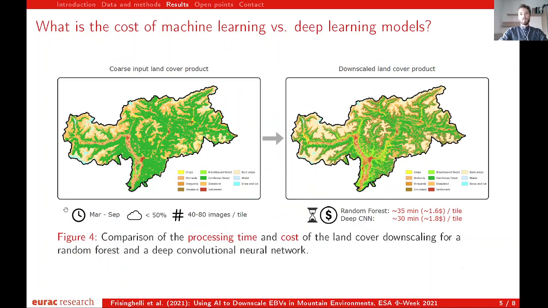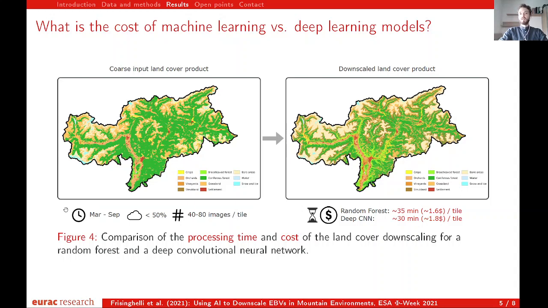For the land cover downscaling, we used the harmonized Landsat Sentinel dataset, where we considered all images during Northern Hemisphere spring and summer with a cloud coverage less than 50%. This led to approximately 40 to 80 images per tile. Given these images, we were interested in the processing time and cost of the developed downscaling approach, where we trained both a random forest classifier and also a deep convolutional neural network.